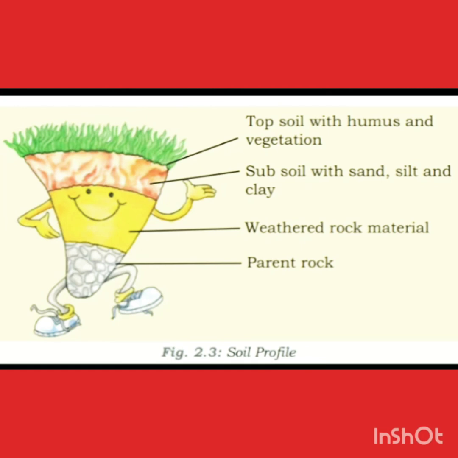Above the subsoil you will see the most fertile part, the topsoil with humus and vegetation. And what is this humus? It is the organic matter which is present at the top of the soil and which is very much required to maintain the fertility of the soil. The right mix of minerals, organic matter or humus, and proper aeration, which means the circulation of air, is required to make the soil fertile.